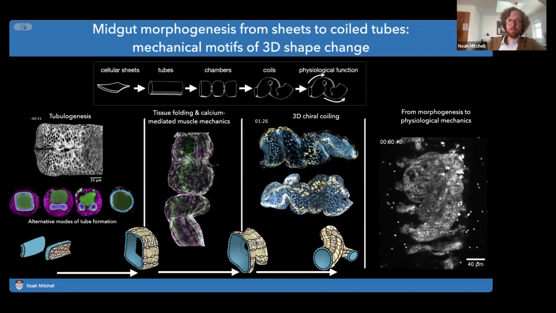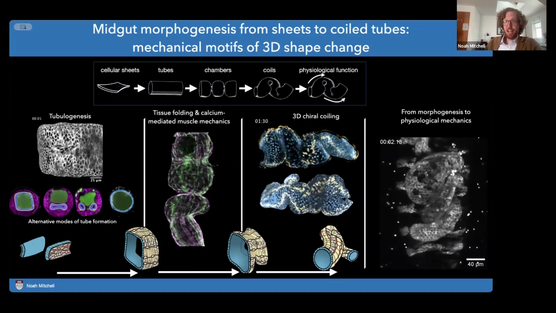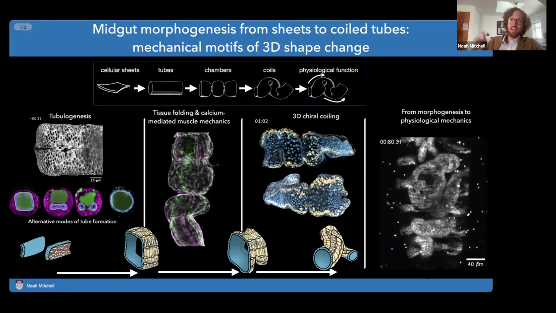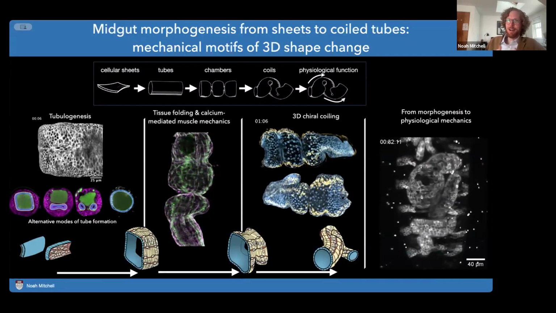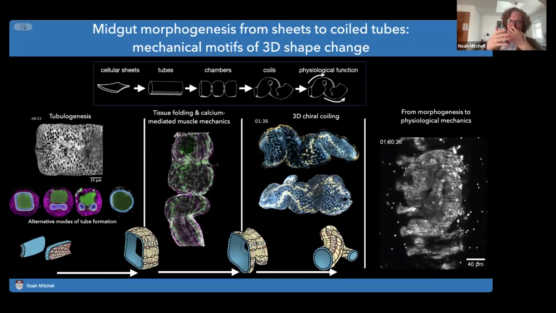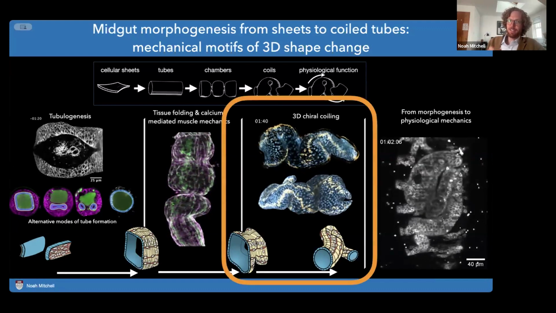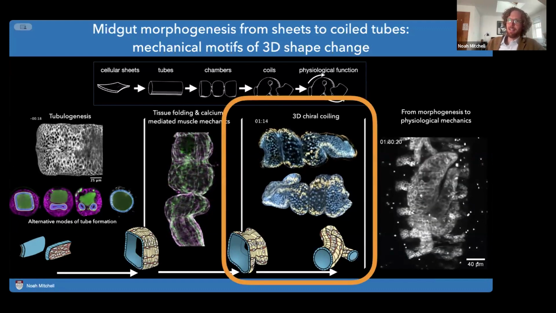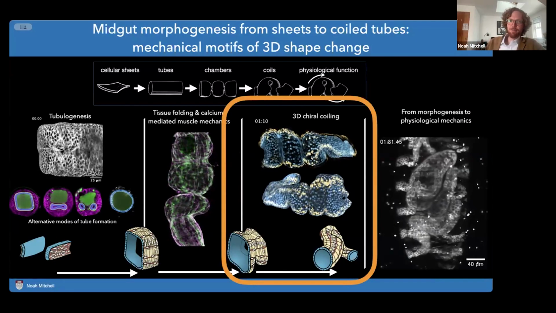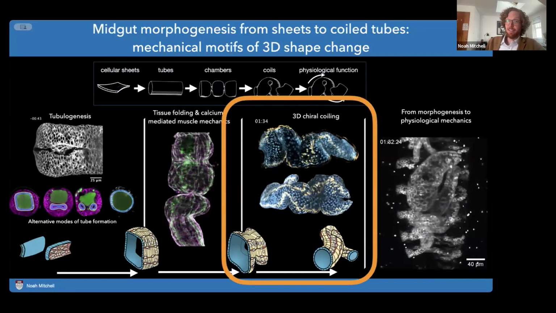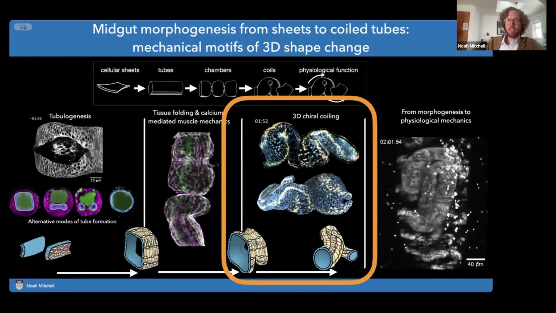And so much of my group leverages Drosophila genetics and advances in microscopy to study each of these morphogenetic steps in turn. I'd love to tell you about all of these projects from these different stages of development, but for time I'll focus on one which I think will do good service to the title of this conference, and that is on this breaking of left-right symmetry and coiling into a chiral shape.